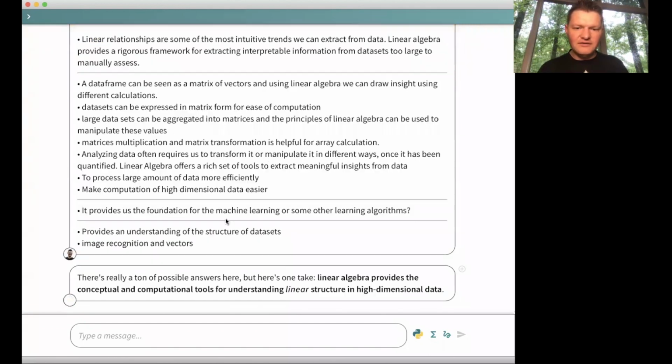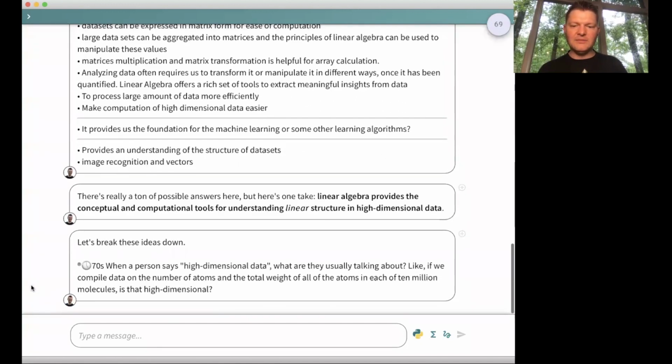So here's the answer that I want to give and run with in class today. Linear algebra provides us the conceptual and computational tools for understanding linear structure in high-dimensional data. So you'll spend the whole year learning how to extract all kinds of interesting structure from data, particularly high-dimensional data. But linear methods are specific to linear structure. And that's a really important kind of structure. We'll see some examples of that. But before we get into that, let's first talk about what high dimensional even means.